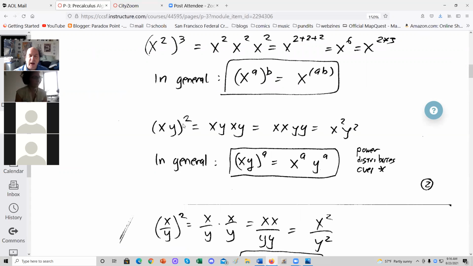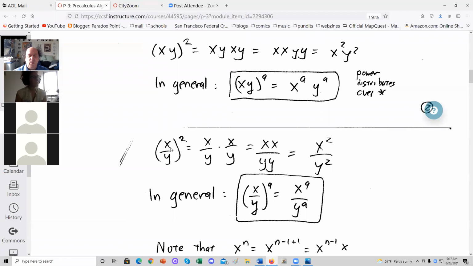Here we have a power of a product, xy to the second, that's xy times xy. Rearranging a bit, you get xxyy, which is x to the second times y to the second. So it's as if this second power distributes over the multiplication. And that happens in general. Xy to a power a is x to the a times y to the a. So exponents, powers, distribute over multiplication in much the same way that multiplication distributes over addition. And when we get to logarithms, we see that the analogy is exact.